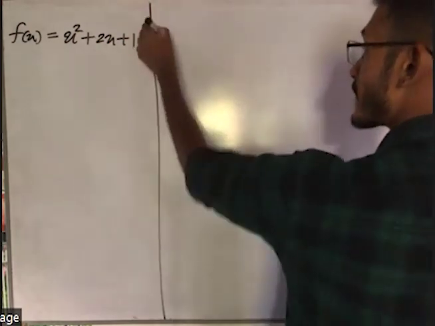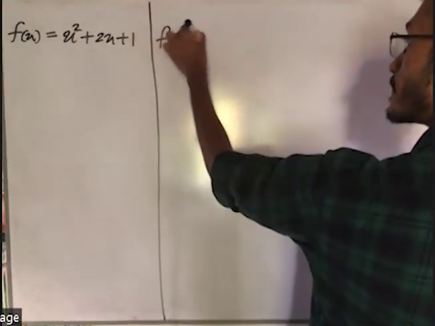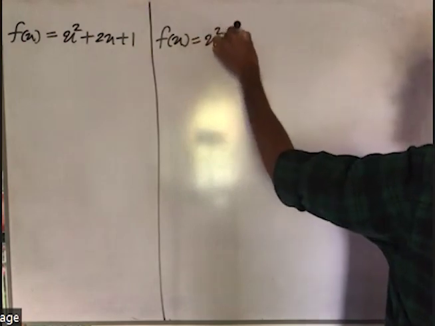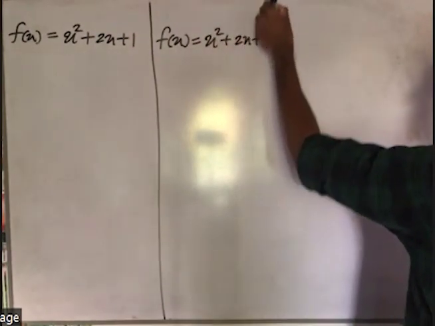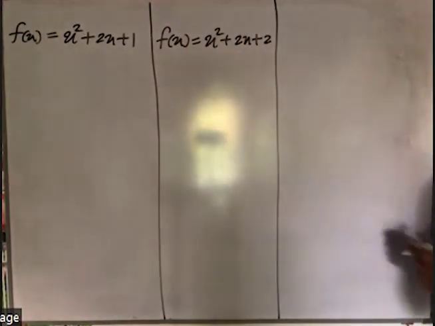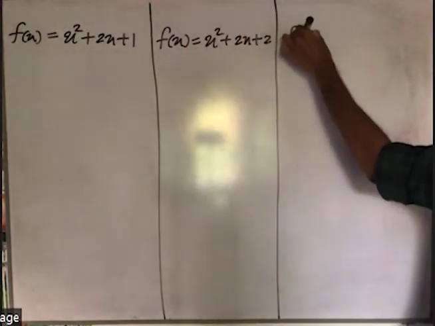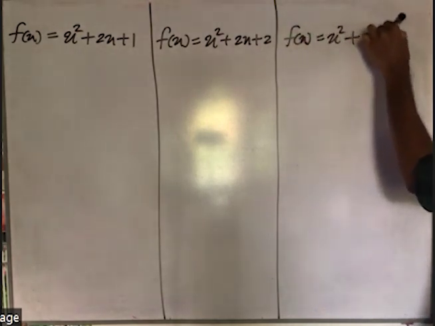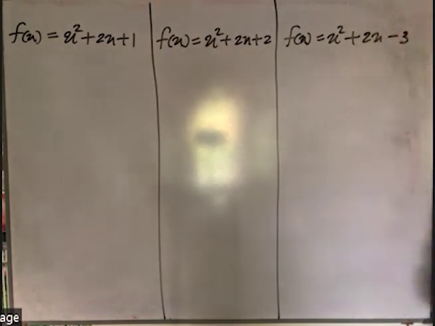Next I will consider f(x) equal to x square plus 2x plus 2. This is the next function. Then I will consider f(x) equal to x square plus 2x minus 3.